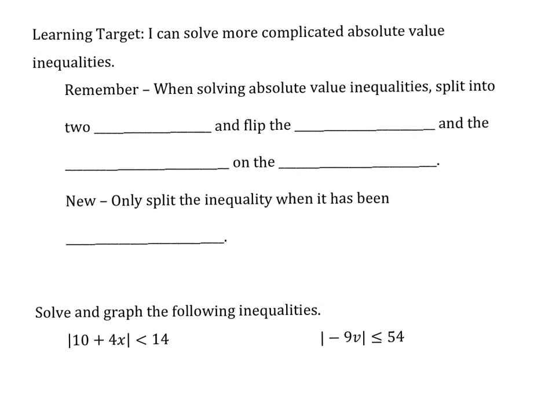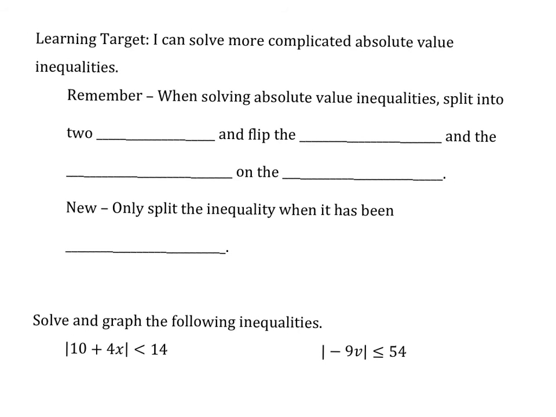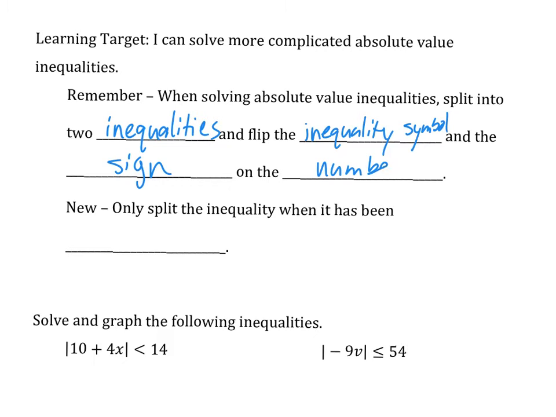Let's review a little bit about solving absolute value inequalities. When we're solving an absolute value inequality, we want to split it into two inequalities, just like we did in the last video. Two inequalities, and flip the inequality symbol, as well as the sign on the number. So we are going to split it into two inequalities by keeping one the same, exactly as we see it, and the second one will be flipping the inequality symbol and the sign on the number.